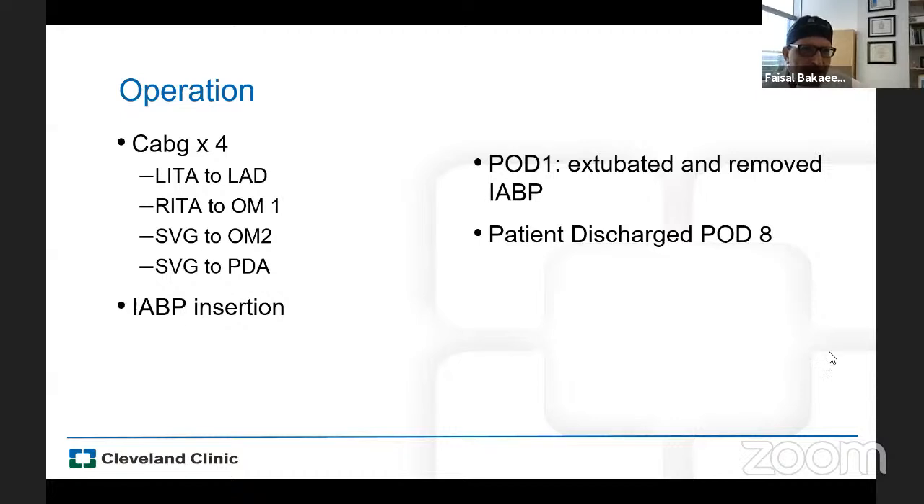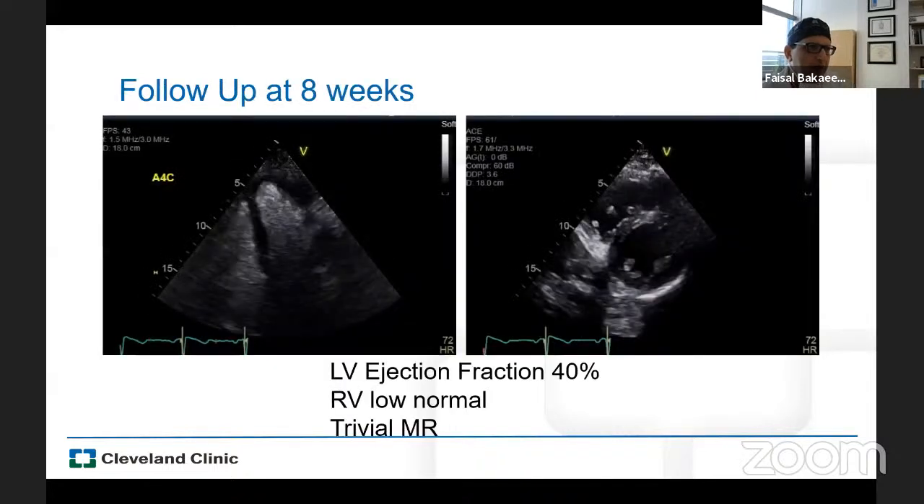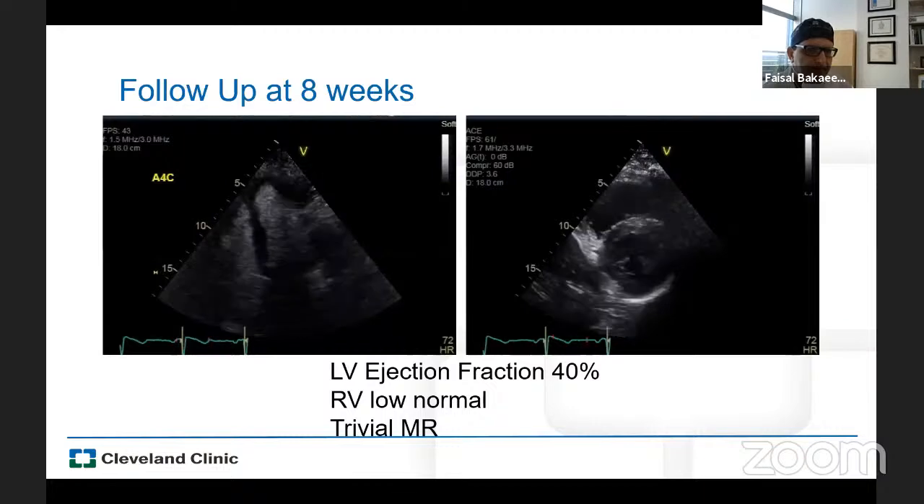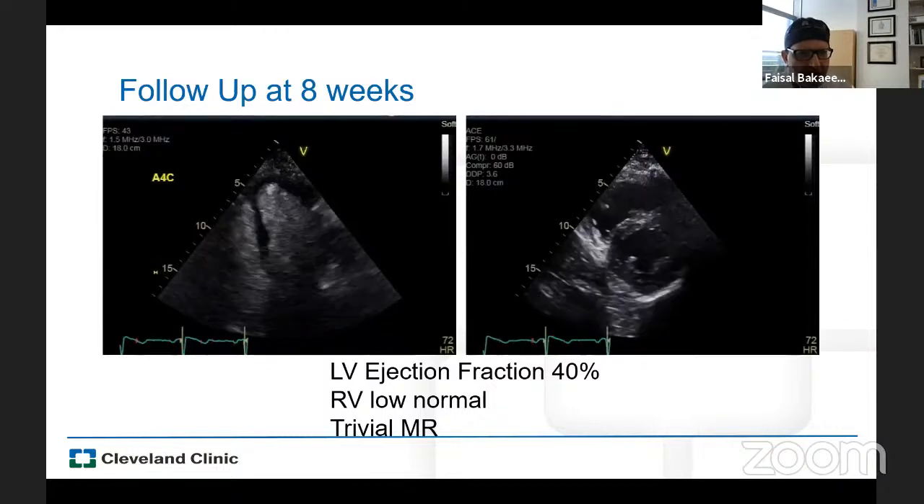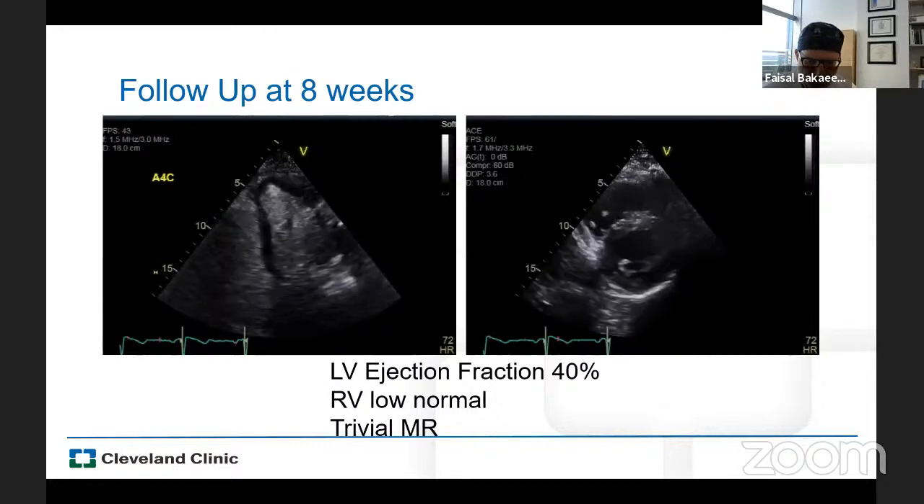He was extubated day 1 and discharged home day 8. We did not use a radial because we anticipated the use of pressors. And this is his echo at 8 weeks. So his EF improved from 15 to 40%, and we saved him a cardiac transplant.